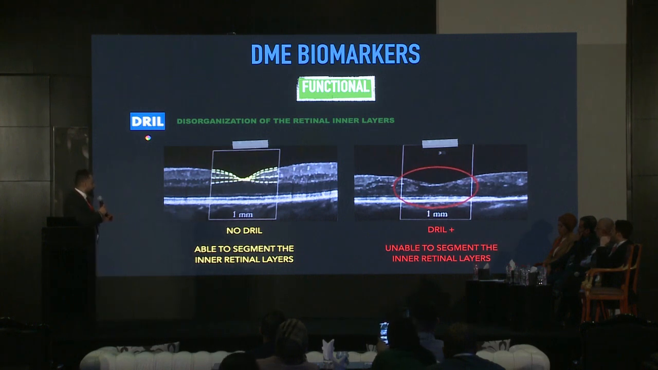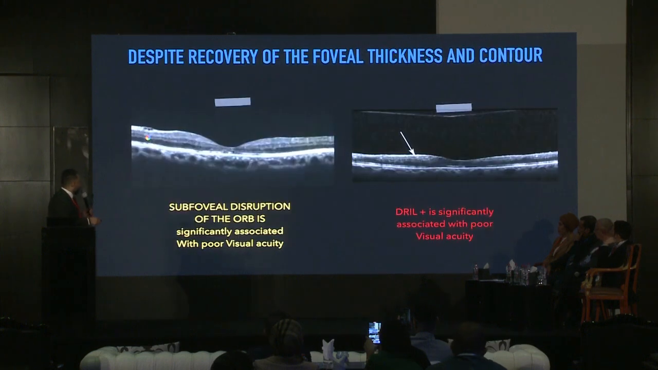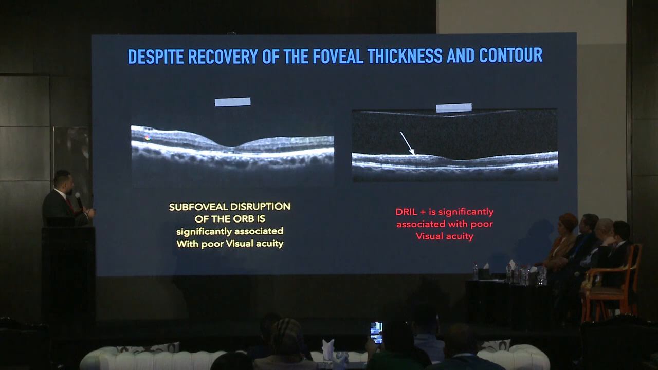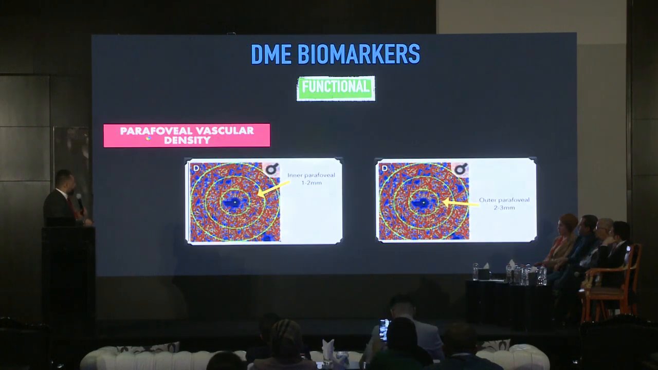However, in cases where you cannot segment the inner retinal layers, these patients will have a poor visual outcome. Also, like in this case, despite the recovery of the foveal thickness, these patients have poor visual acuity. Why? Because they have DRIL, and DRIL is associated with poor visual acuity.